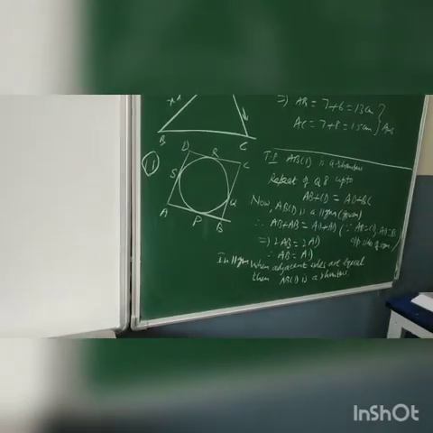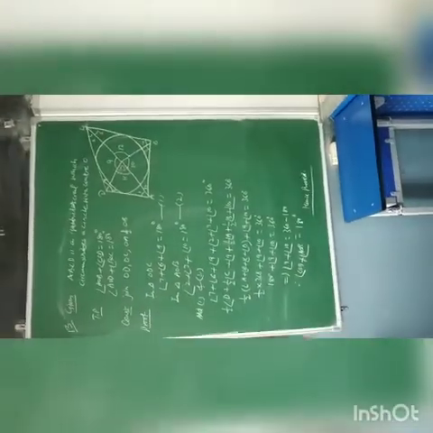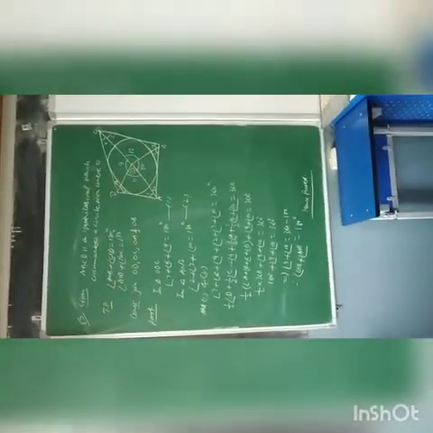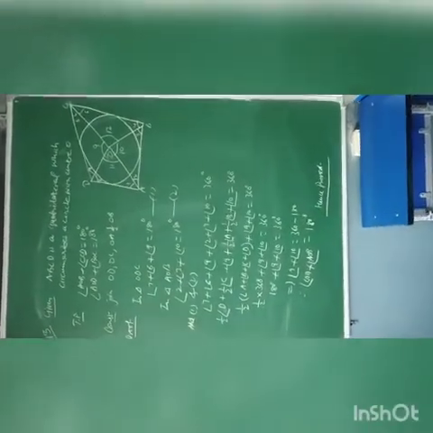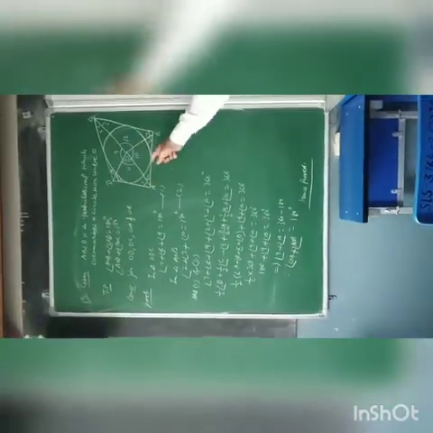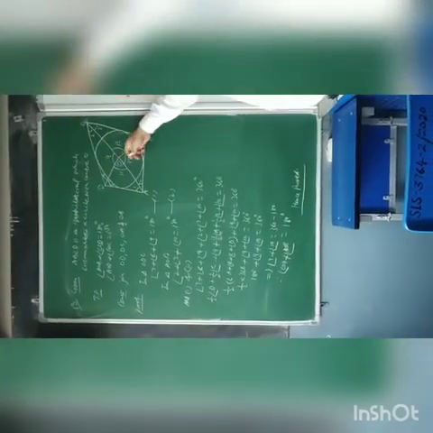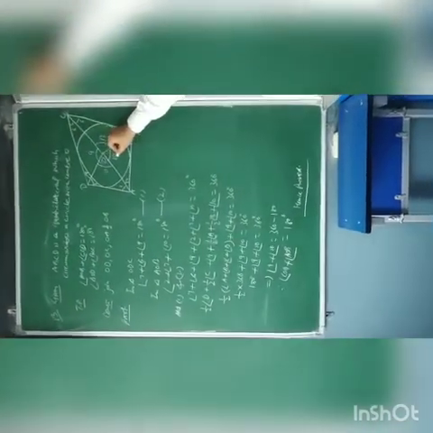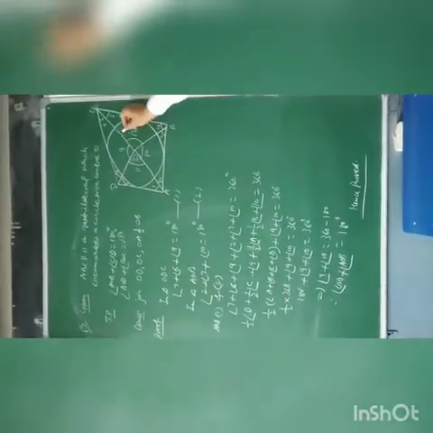Then the last question of this exercise is question number 13. The question is: prove that the opposite sides of a quadrilateral circumscribing a circle subtend supplementary angles at the center of the circle. So here is a quadrilateral A, B, C, D, which is circumscribing a circle, and the center of the circle somewhere is O. So O is here. I can just make you understand here.